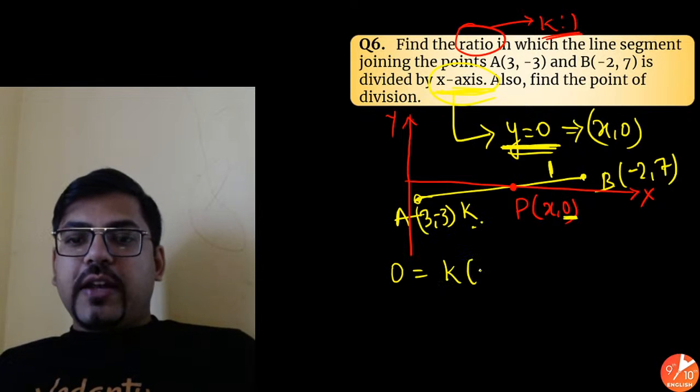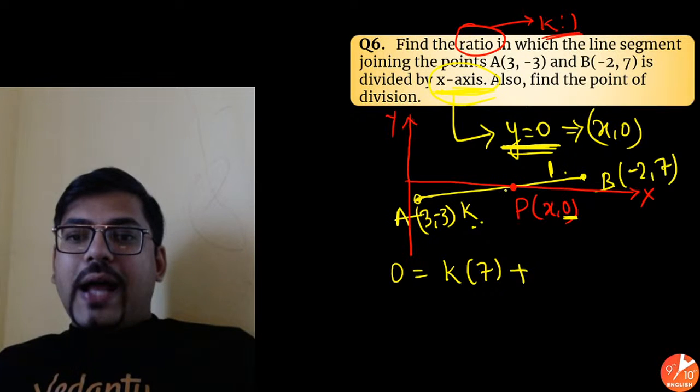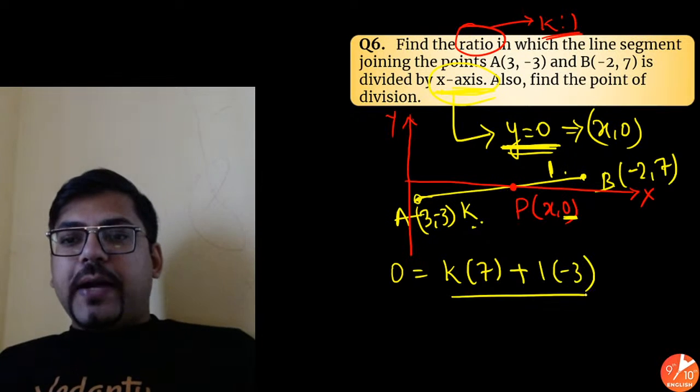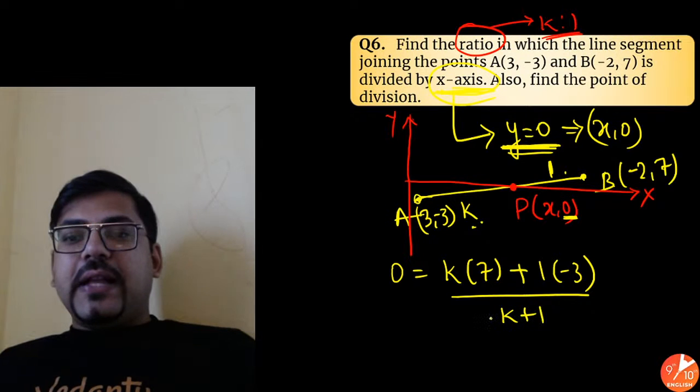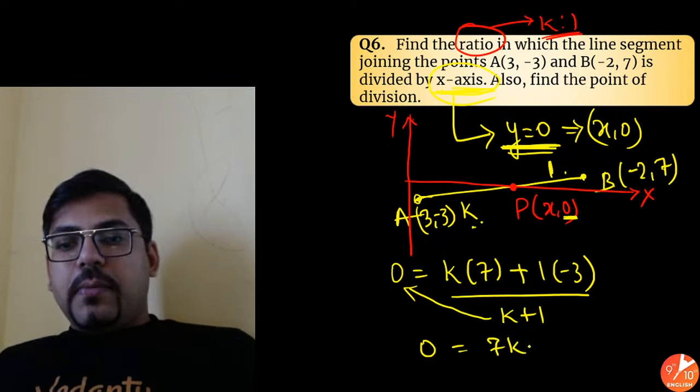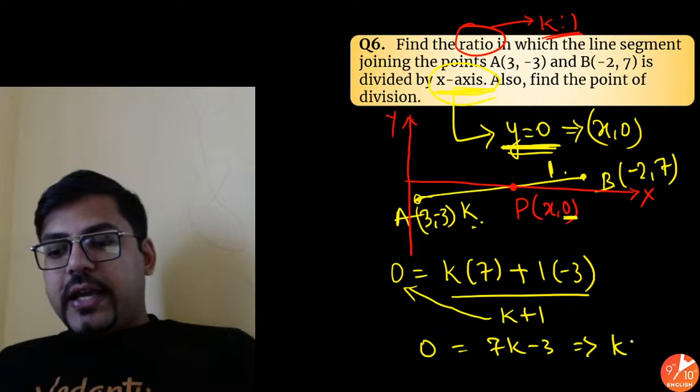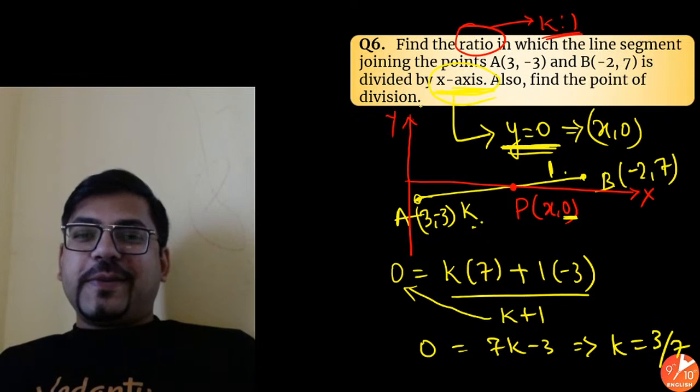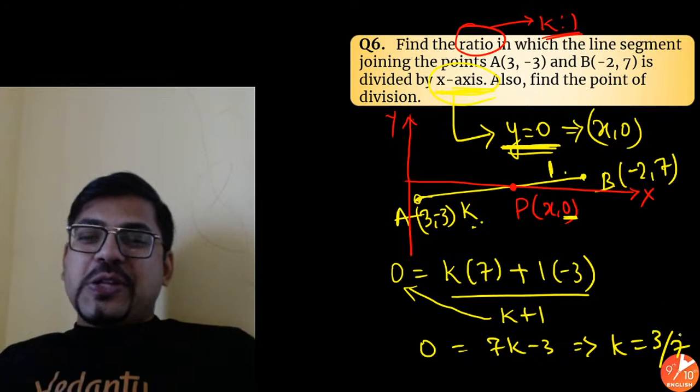Plus 1 into -3, divided by m plus n, that is k plus 1. Again we'll do a cross multiplication if you send it to this side. So if you solve it, 0 equals to 7k minus 3, and hence you get k equals to 3:7. Absolutely right, people. You all got the right thing. So k equals to 3:7.